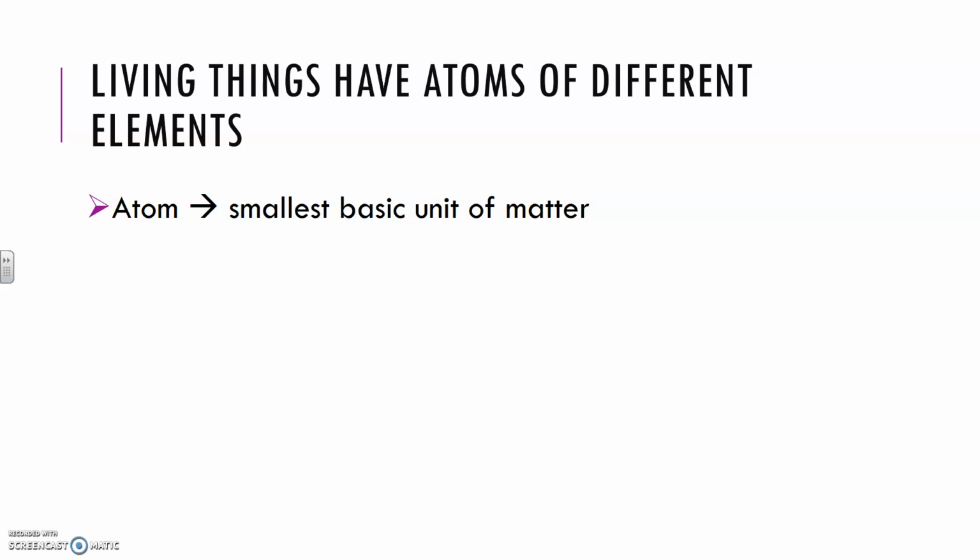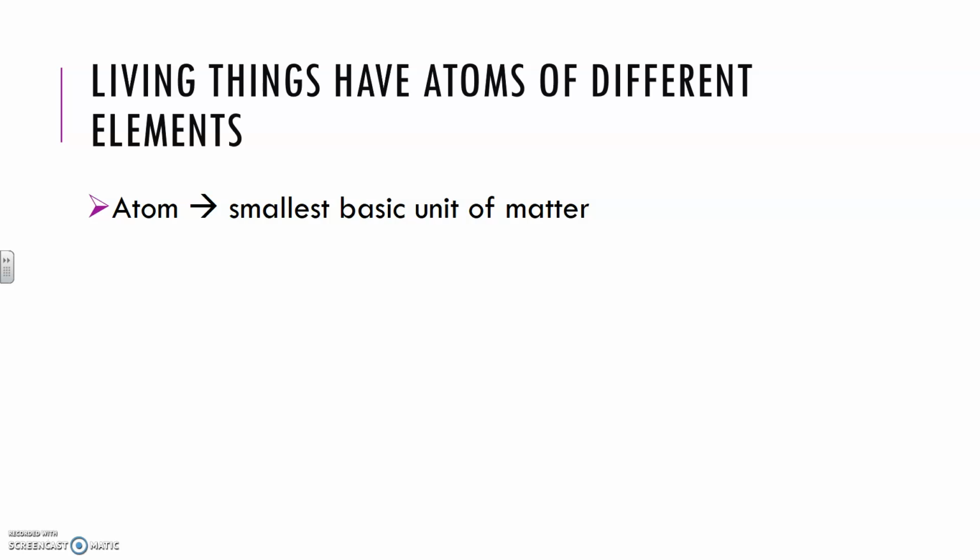Alright, so living things have atoms of different elements. A lot of this comes down to a couple basic elements, maybe about 10 different elements, as you'll see later on. But the main one is actually carbon. Oftentimes scientists will refer to carbon-based life forms, or you'll hear that a lot in sci-fi stories. Carbon is a major part of life as we know it.